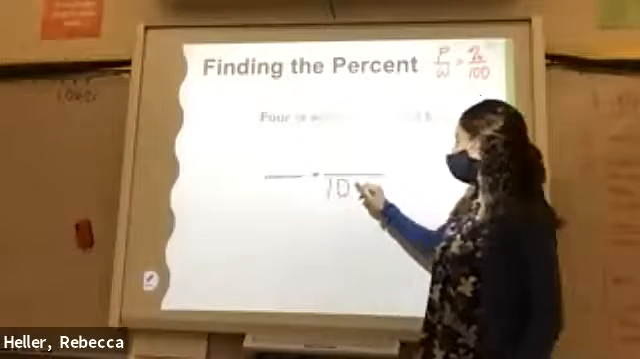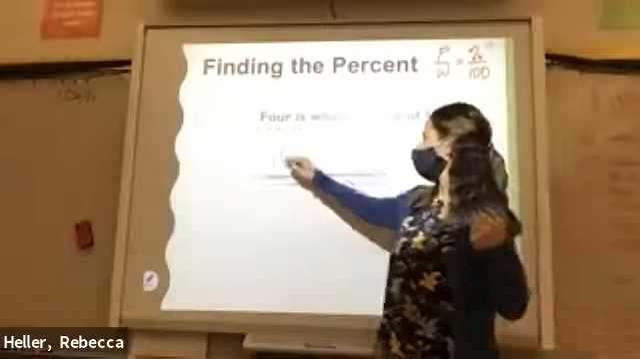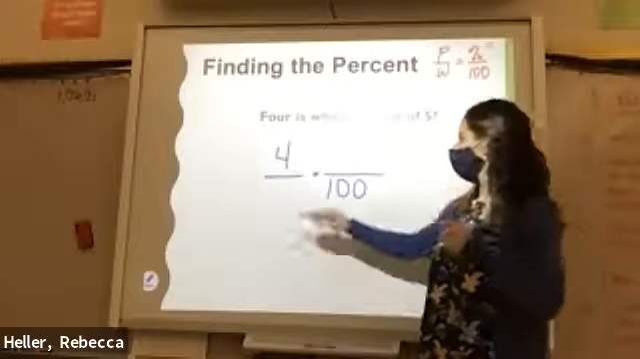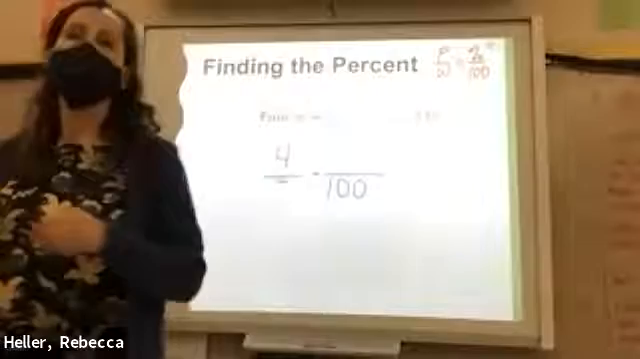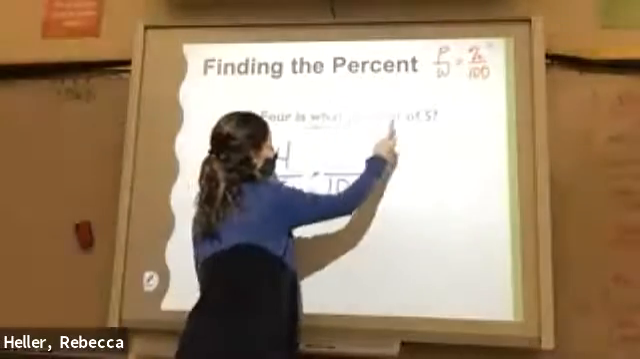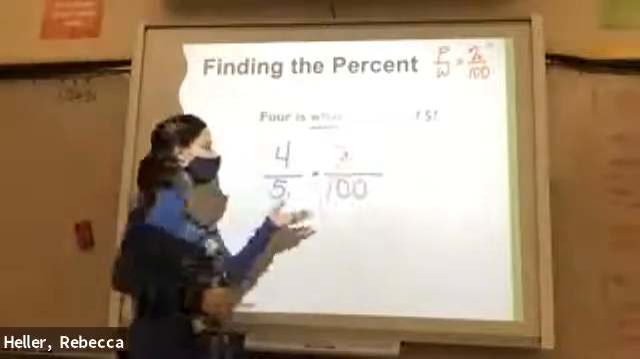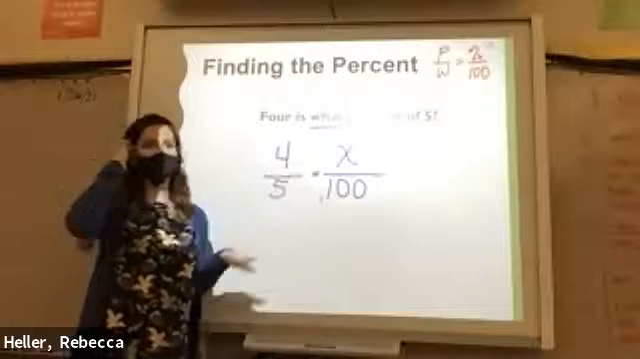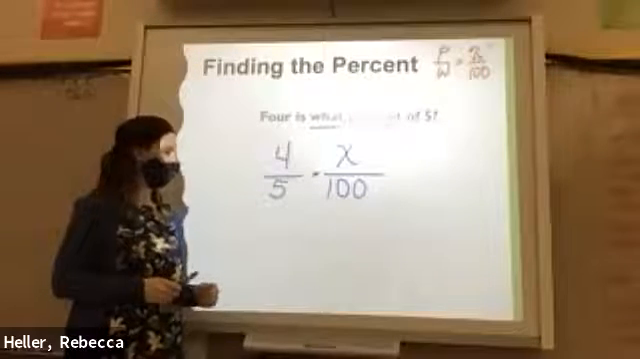Just to set this up, where would the 4 go? Top left. Where would the 5 go? Bottom. Yeah, because see how it says what percent? We don't know the percent. So the percent always goes over 100, and if we don't know the percent, the X is then what goes over 100. Okay? So that's our setup for this one.